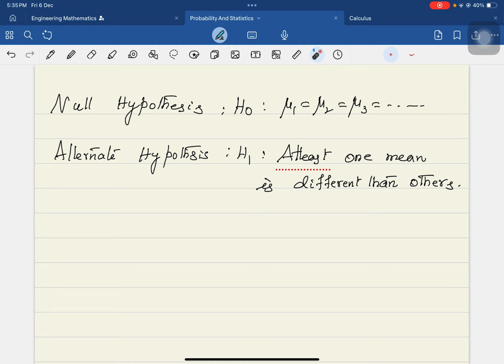Now, to start with, we always have to state the null hypothesis and the alternate hypothesis. What does the null hypothesis say in this F test? It says that all the means, now you have at least 3 samples, right? So all the 3 samples, or more than 3 samples, whatever the means are, all of them are the same: mu1 equal to mu2 equal to mu3 and so on. And the alternate hypothesis says that at least one of the means is different from the others. So this is what the alternate hypothesis says.